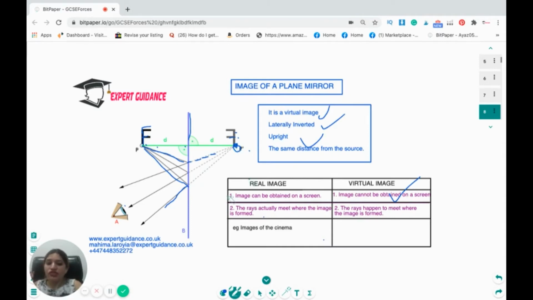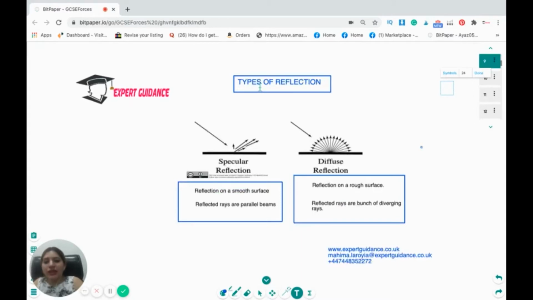Whereas a real image can be obtained on a screen, because the rays actually meet, like the image of a camera, and the virtual image is the image of the plane mirror. Okay, so I hope this concept of reflection and how you draw the image of a plane mirror is clear to you. Now, reflection can be of two types, specular and diffuse.